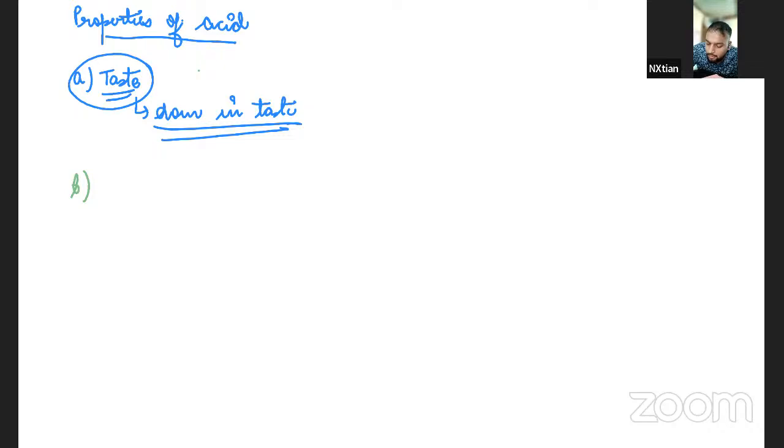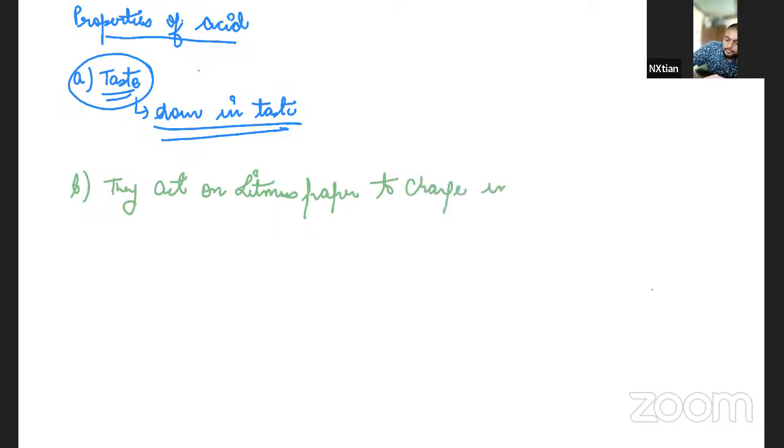Okay. Now, they act on litmus paper to change into red or blue. Ezekiel? Who said blue? Ezekiel, you said blue. It changes to red. They act on litmus paper to change into red.